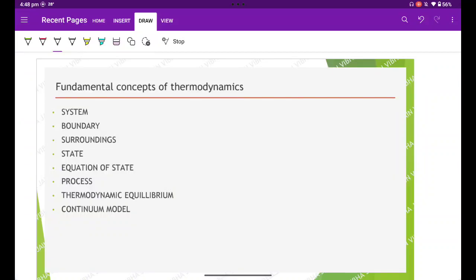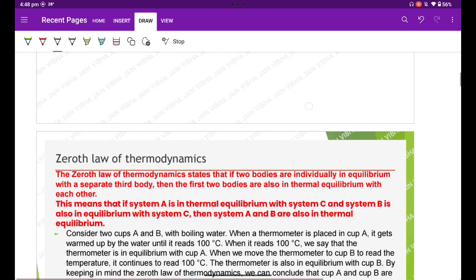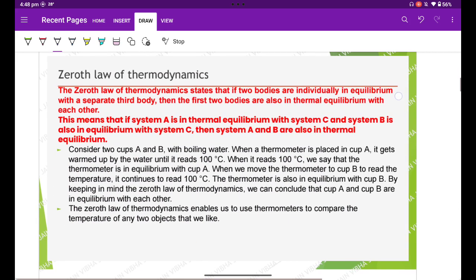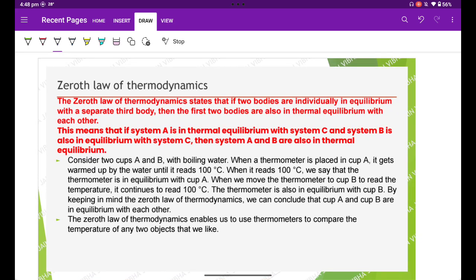In the last class, we discussed the basic fundamental terms, that is system, boundary, surroundings, state, equation of state, process, thermodynamic equilibrium, and the continuum model. In continuation with that, today we are going to discuss the zeroth law of thermodynamics.